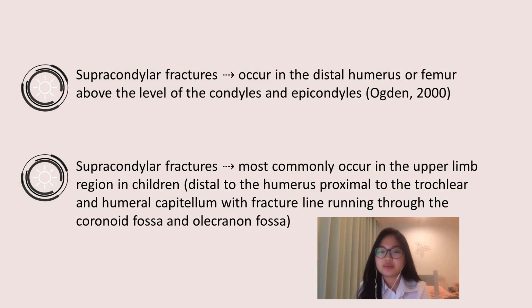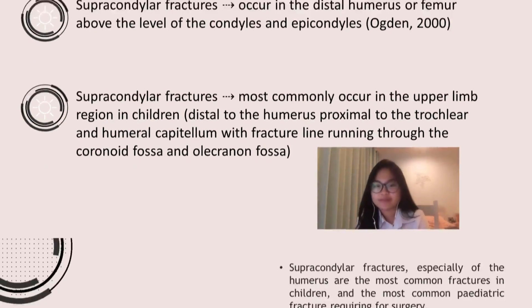Supracondylar fractures are the most common fractures in children and occur in the distal humerus or femur above the level of the condyles and epicondyles. Supracondylar fractures most commonly occur in the upper limb in children, specifically in the distal humerus, proximal to the trochlea and humeral capitellum, with the fracture line running through the coronoid fossa and olecranon fossa.